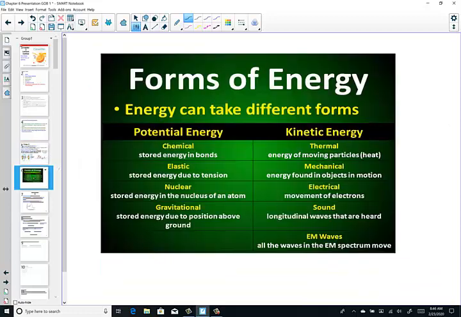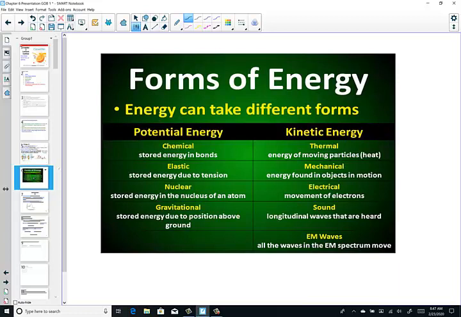And when you think about this law of thermodynamics saying we cannot create nor destroy the amount of energy in the universe, we only allow it to change from one form to another, these are examples of those types of energy. Potential energy in chemistry is the energy stored in bonds. Kinetic energy in chemistry is thermal energy, the energy of moving particles, such as heat flow from a hot object to a cold object. There are other types of potential energy, such as elastic.